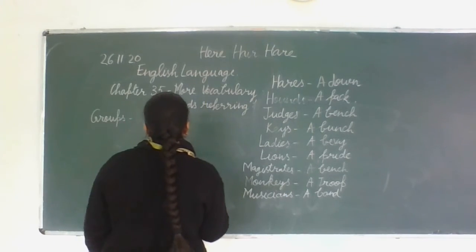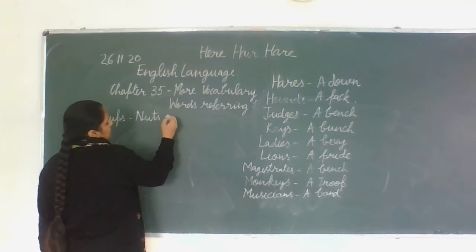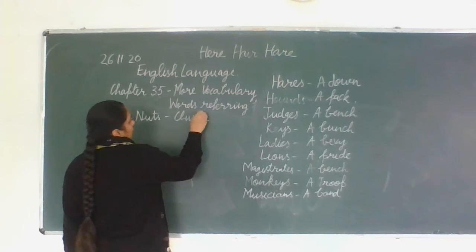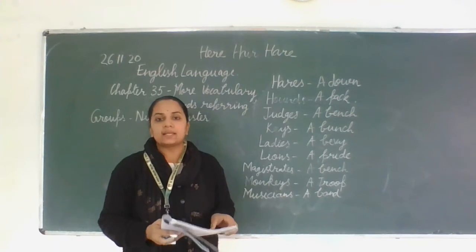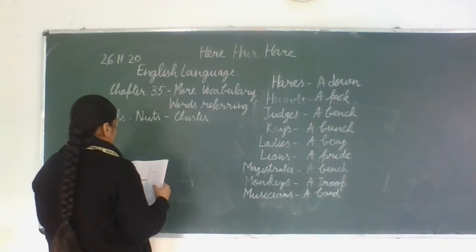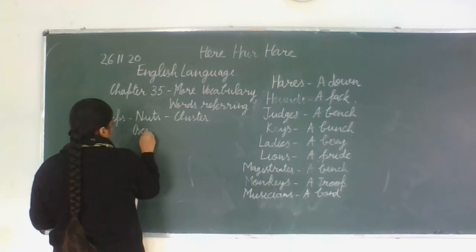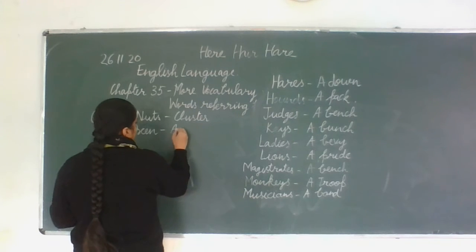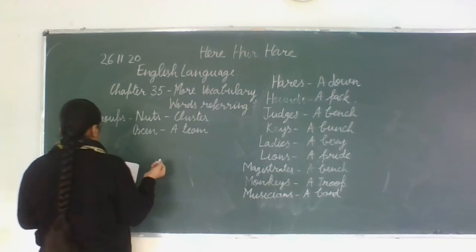The next one is nuts. Any kind of nuts, the group of nuts is known as cluster. If you get a number of nuts together, that is known as cluster. Next one is oxen. Group of oxen is known as a team.